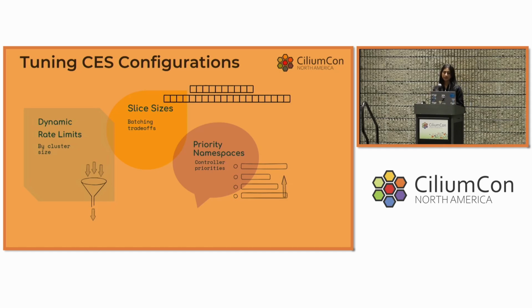And then the final configuration we have is for our priority namespaces. So let's say you have a namespace which you want to guarantee gets updates to the API server before other namespaces, then you can annotate that namespace to give it the priority, and the CES controller is guaranteed to process those updates from those CES before other updates.